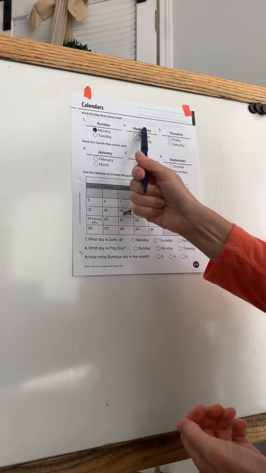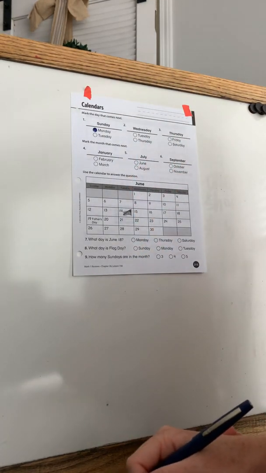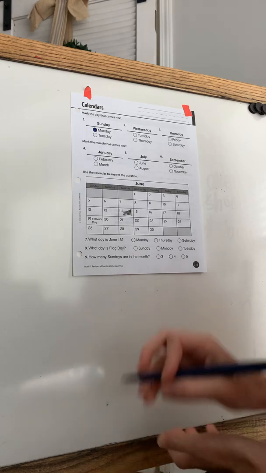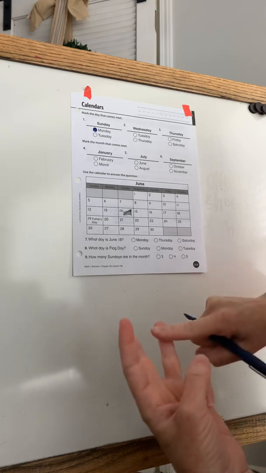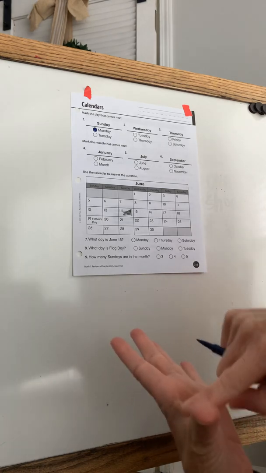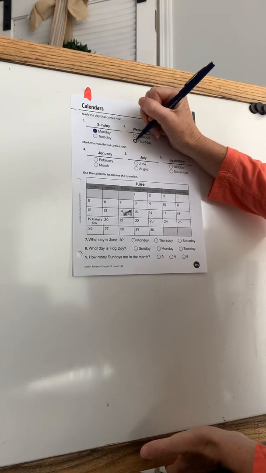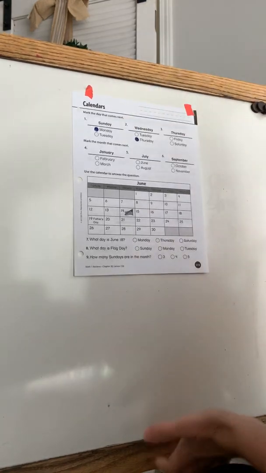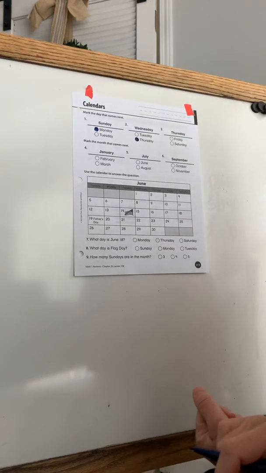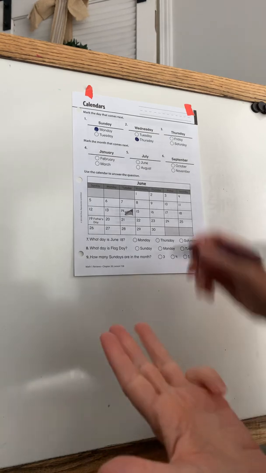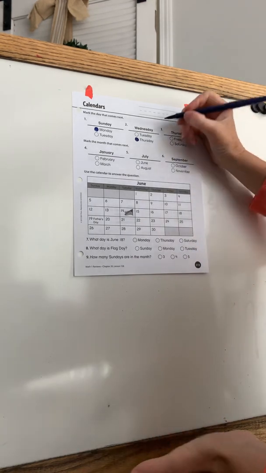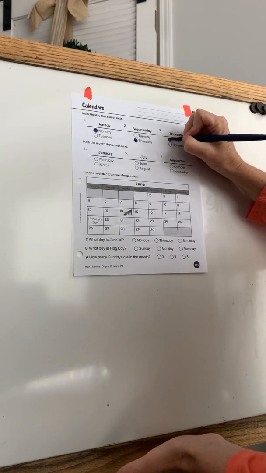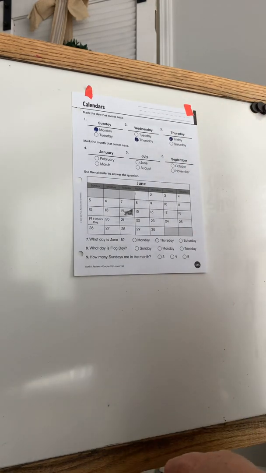All right, number 2 is Wednesday. What day comes next after Wednesday? If I say my days, Sunday, Monday, Tuesday, Wednesday, Thursday. Thursday is going to be next. Okay, and this should all be review. All right, if I say the days, Sunday, Monday, Tuesday, Wednesday, Thursday. What comes after Thursday? What's next? Friday is next.